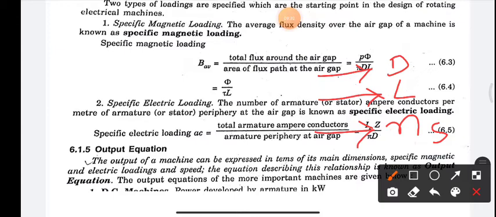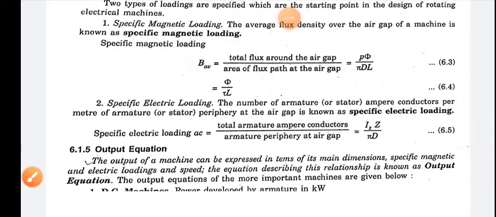Now what is the output equation? The output equation is the equation that shows the relation between all these parameters, the parameters that can be used to express the output of the machine.